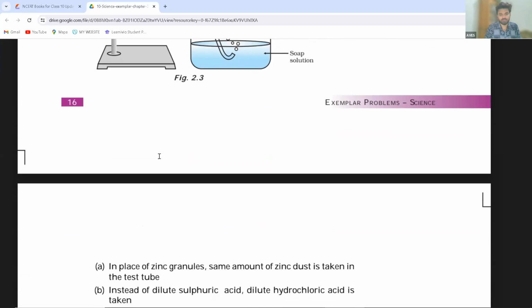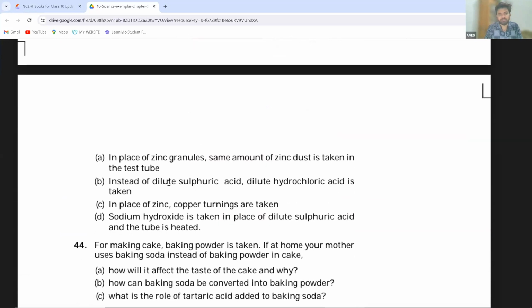Okay. Now the second question: what would happen if instead of dilute sulfuric acid we have hydrochloric acid? What would happen then? Instead of dilute sulfuric acid, we have dilute hydrochloric acid.